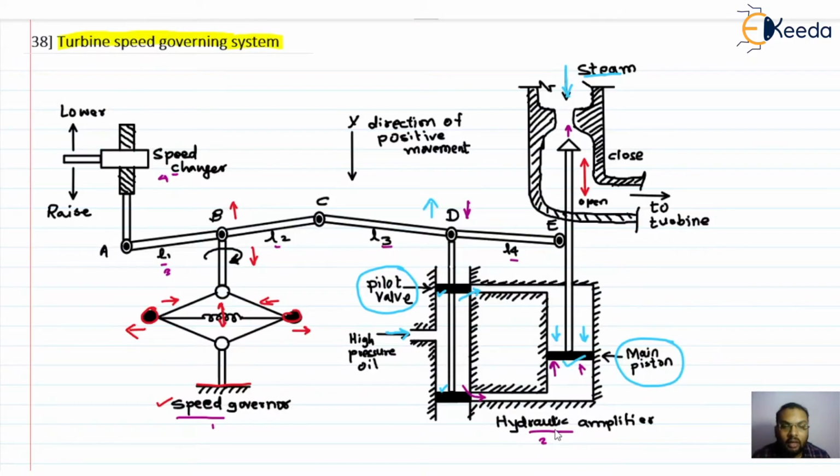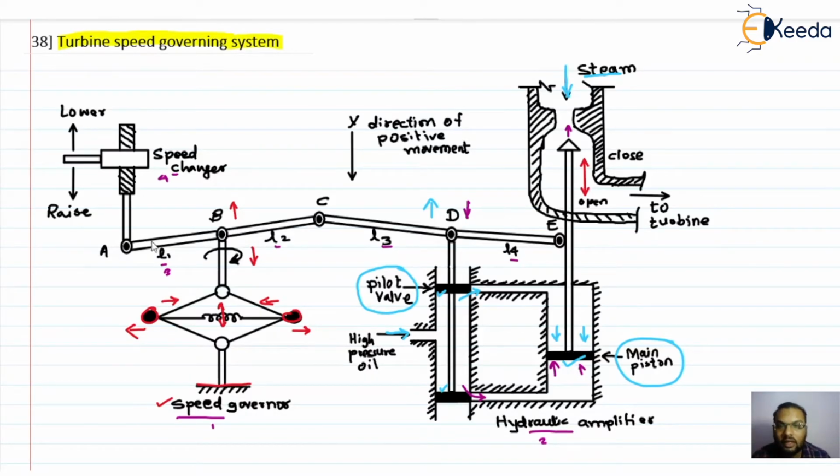And why is the name hydraulic amplifier given? You see that this is just a simple pilot valve, which is at a low pressure level. But with the help of this, we are able to control this main piston, which is at a higher pressure level. So from the lower pressure level we are operating the higher pressure level. That is why it is called a hydraulic amplifier, with the help of high pressure oil. So that is why the term hydraulic comes.